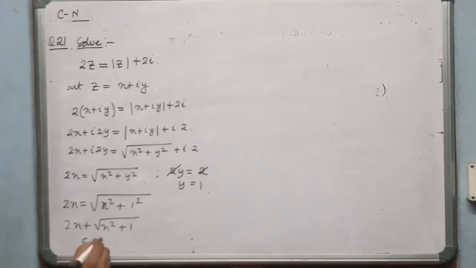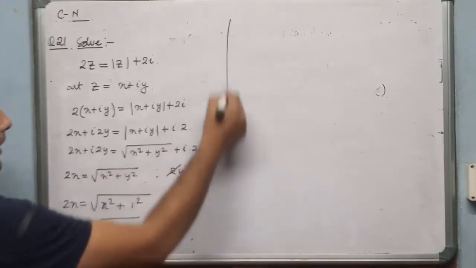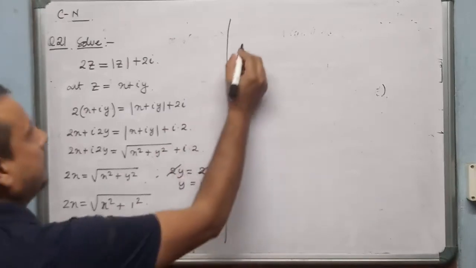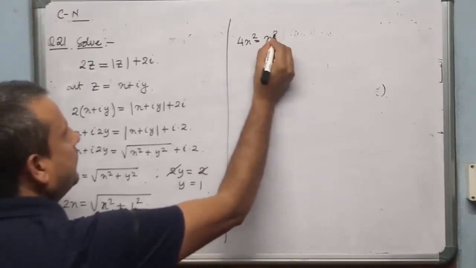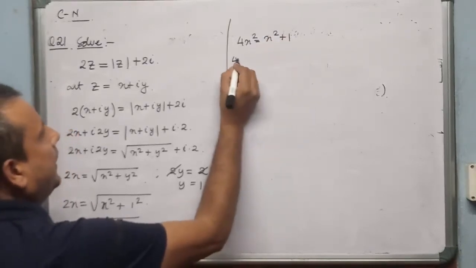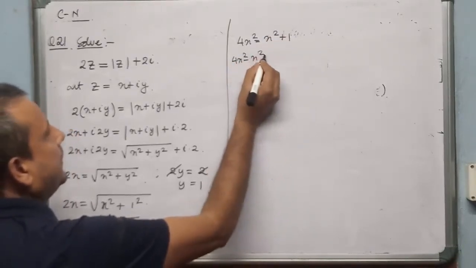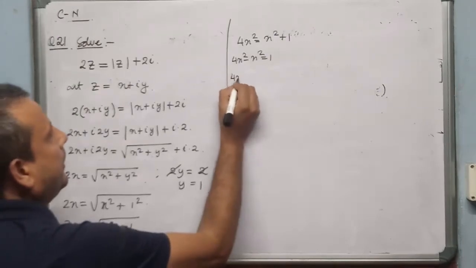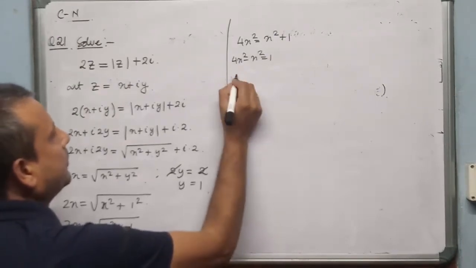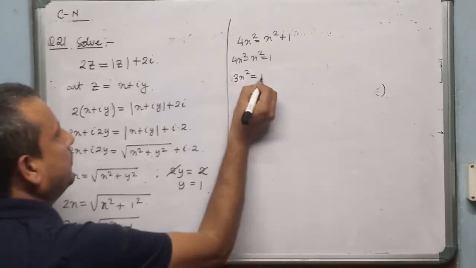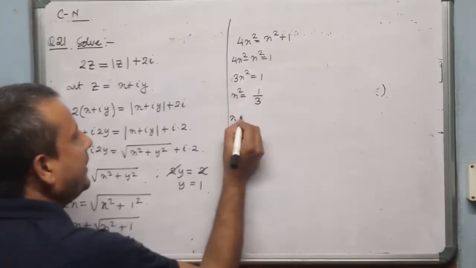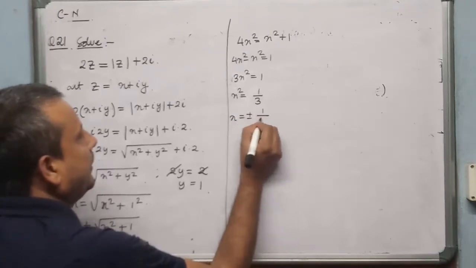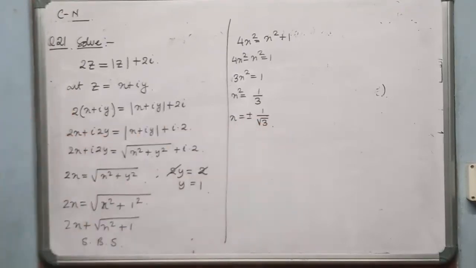Now squaring both sides, after squaring we'll get 4x square is equal to x square plus 1. 4x square minus x square equals 1. Now 4x square minus x square is 3x square equals 1. Then x square is equal to 1 by 3. Then x is equal to plus minus 1 by root 3.